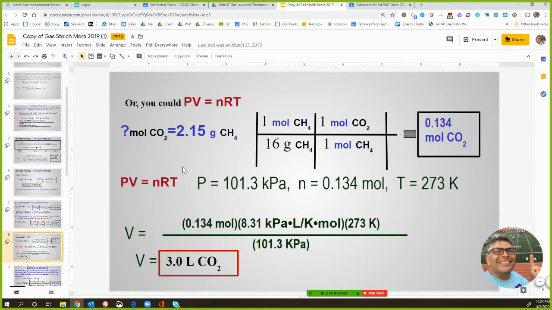The other way is you could PV=nRT your way through it. Using a little stoich here, you get it into moles, and you get 0.134 moles of carbon dioxide, and then you plug that into your PV=nRT equation, solving for volume. You plug in your numbers, and you get the same answer. Okay, so some of these you can work 2 ways. Don't get stuck on one.